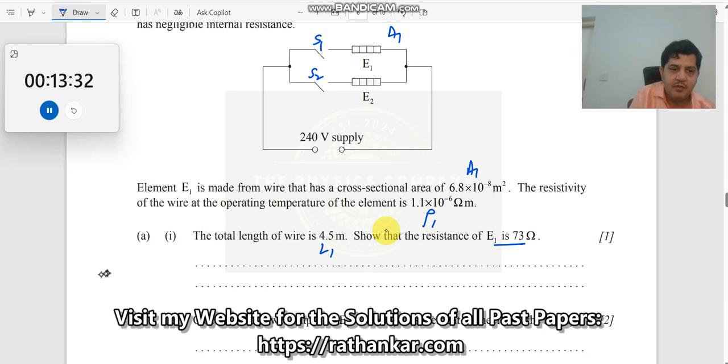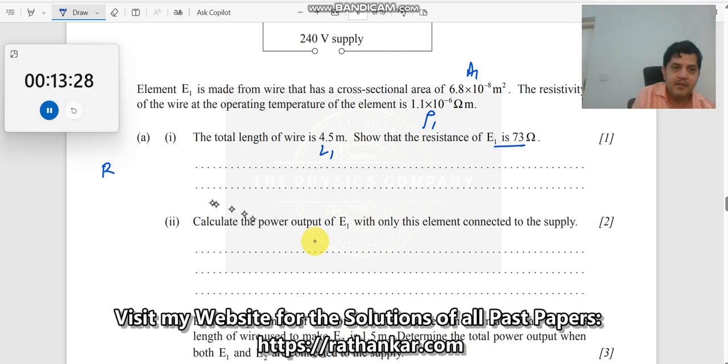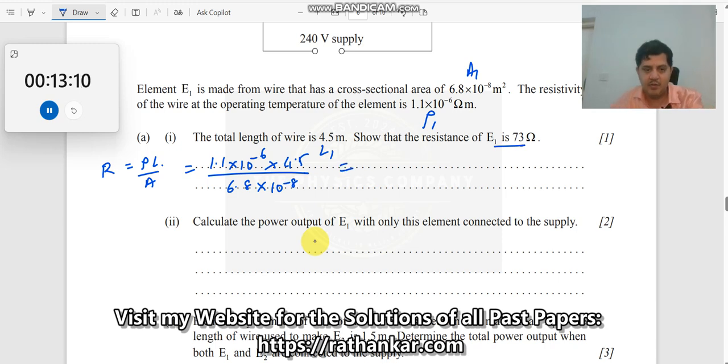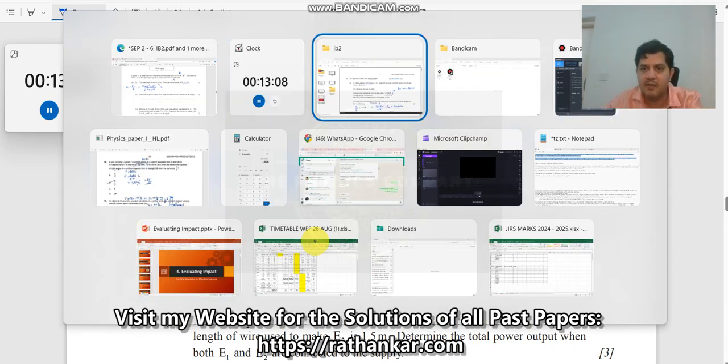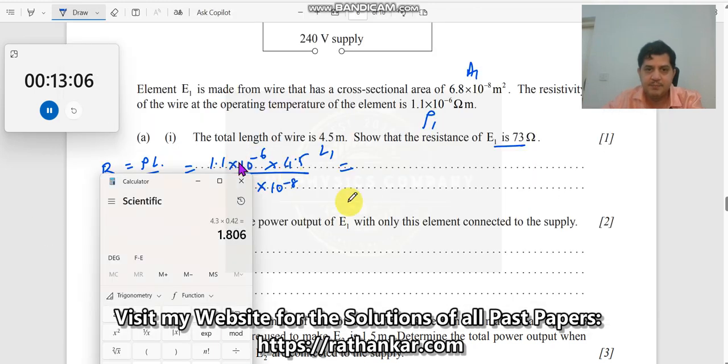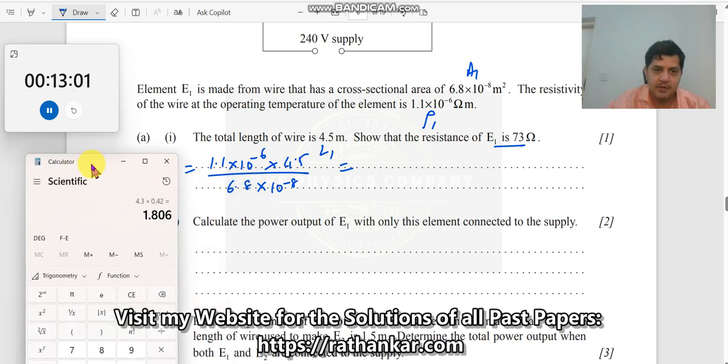How do you write it? So you write R is equal to rho L divided by A. So what is rho here? Rho is 1.1 × 10^-6 multiplied by length 4.5 divided by area 6.8 × 10^-8. All are SI units, so no need to convert anything. Let me find my calculator. Calculator's here. You can do it using your GDC.